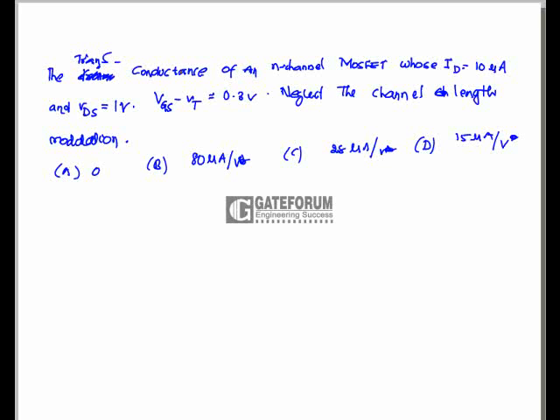Find the conductance of an n-channel MOSFET whose ID equals 10 microamps and VDS equals 1 volt, VGS minus VT equals 0.3 volts. Neglect the channel length modulation.